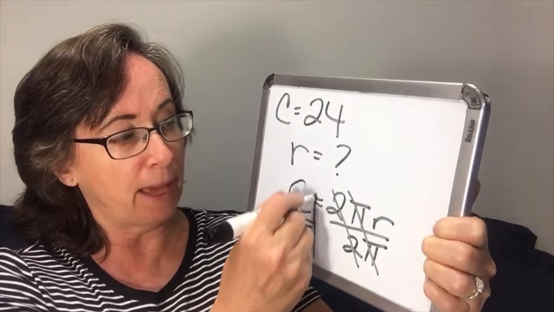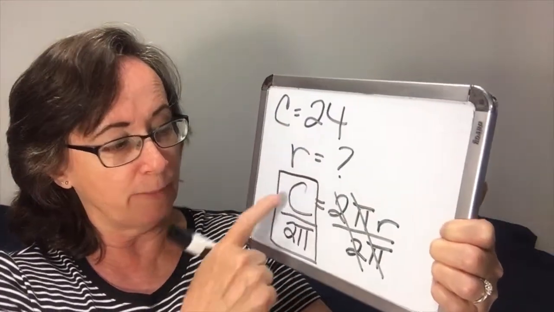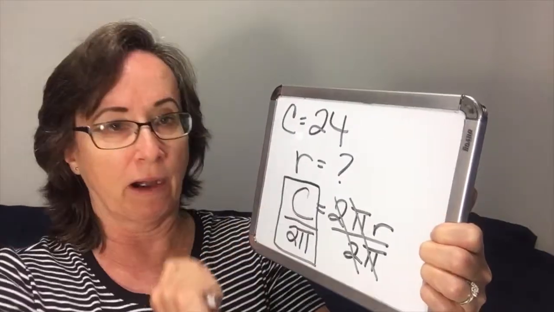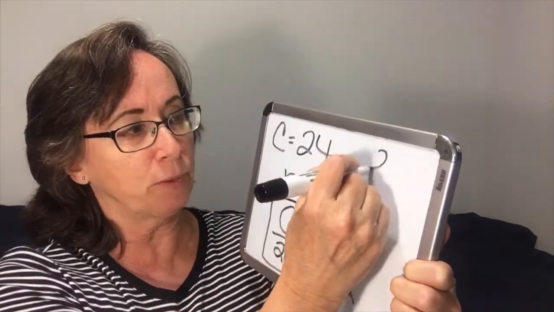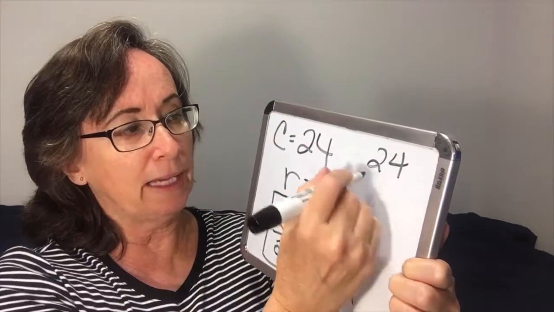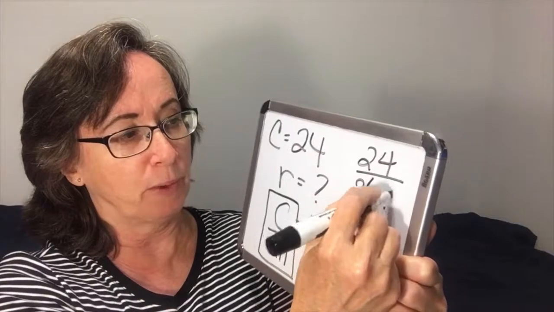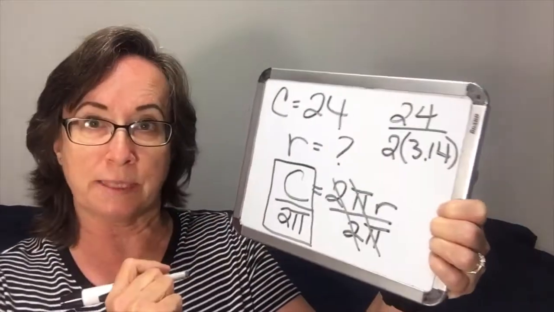So here is the math that I'm going to do. Circumference divided by 2 pi will give me my r. So circumference is 24 divided by 2 pi. So that's going to be 2 times 3.14, our approximation.